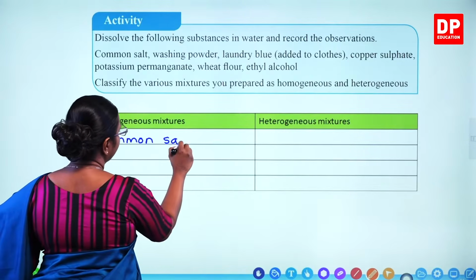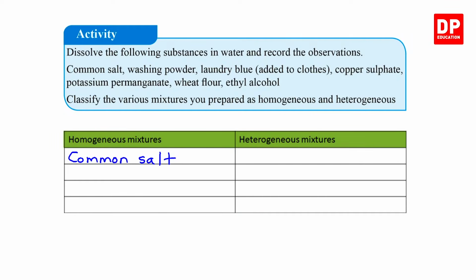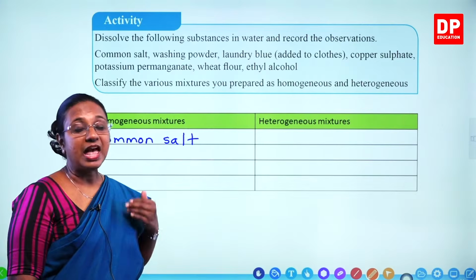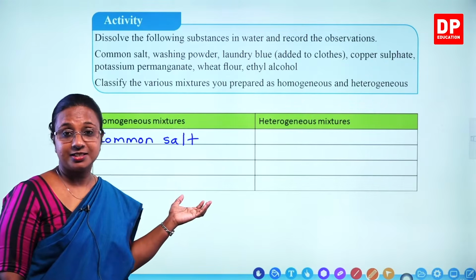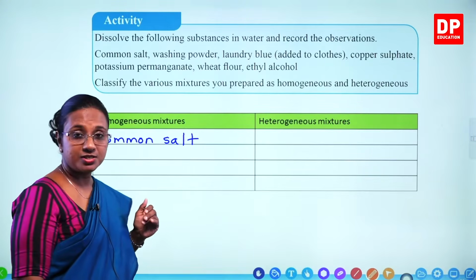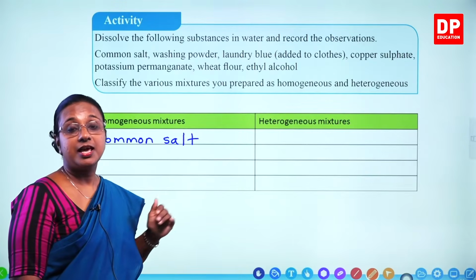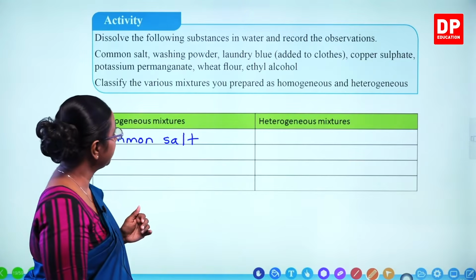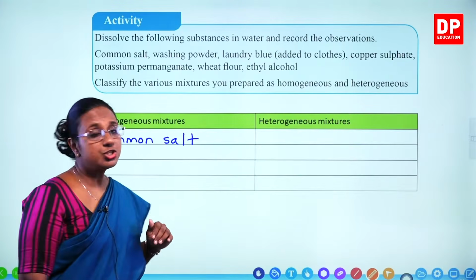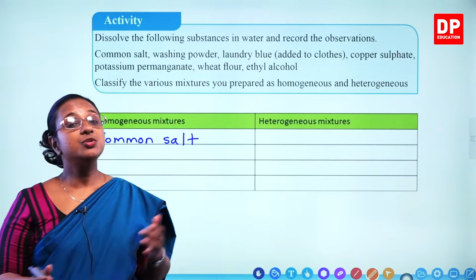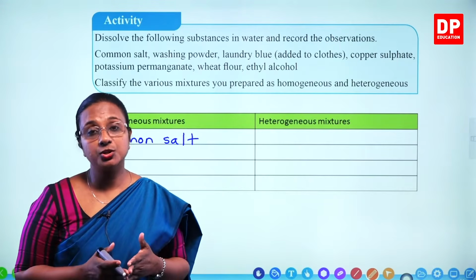Common salt. Why? This is the salt solution that we prepared at the beginning of the lesson. So you saw the common salt solution. It is an example of homogeneous mixtures. Then we have washing powder. We use washing powder to wash clothes.